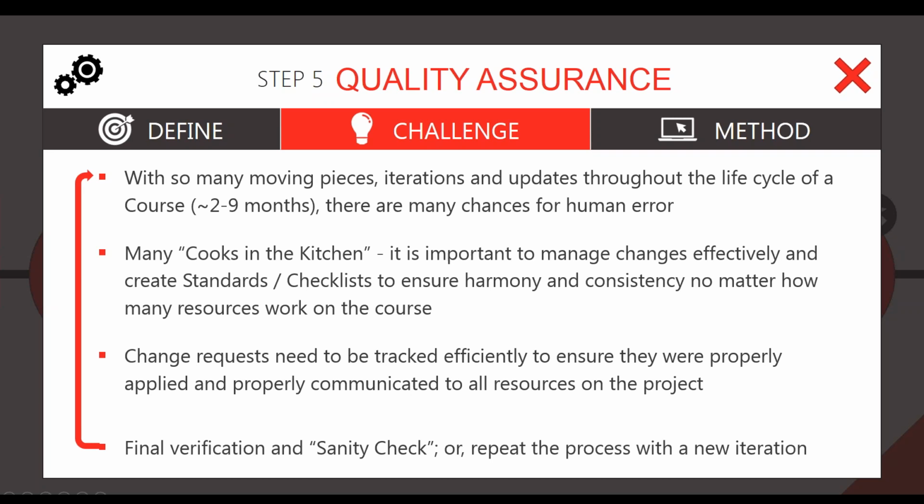And the challenge of this is that because we chunk so much of the content, we're left with so many moving pieces, iterations, and versions throughout this whole course that there are many chances for human error. So to help us reduce the aspect of having too many cooks in the kitchen, it's important to us that we manage our changes and we create these checklists to ensure that the consistency and the harmony is respected no matter how many people end up working on the course. We also make sure we track our change requests to make sure that they were done and verified and then deployed to the newer versions. Then we do a last final verification and/or sanity check, as we call it. And if it's not ready, we just repeat the process until it's ready.